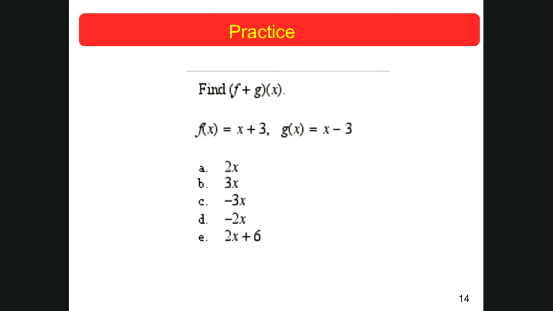Practice problem. If I was going to do this practice problem, it says f plus g of x. So we're going to add these together. Since this is x, it just means that we want a function when we're done. We're not going to plug a number in there. So I'm just going to add these two functions together, x plus 3 plus x minus 3. So that gives me 2x would be my function.